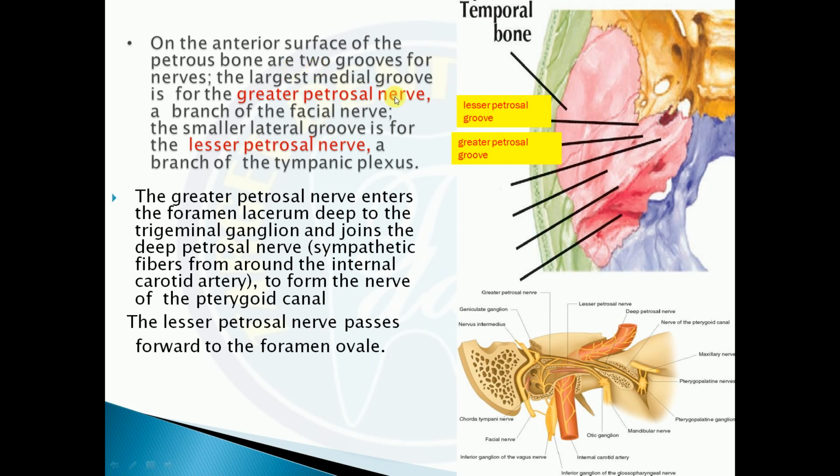On the anterior surface of the petrous bone there are two grooves. This is the lesser petrosal groove and the greater petrosal groove. You have to keep this in mind. The larger medial groove is for the greater petrosal nerve, a branch of the facial nerve. The smaller one is for the lesser petrosal nerve. So there are two grooves for the nerves. The largest one is the greater petrosal groove, and the smallest one is the lesser petrosal groove.